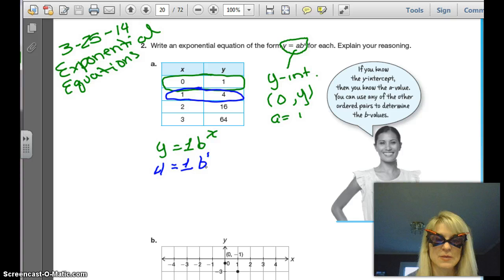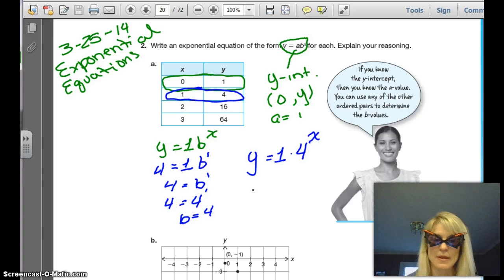Anything times 1 is itself. So I have 4 equals b to the 1 power. So I have to think about what that b would equal. What could I put in this place so that it equals 4? Hopefully you know that if I put 4 to the 1 power, it equals 4. Therefore, b equals 4. And now I have my equation. I know my a is 1, now I know my b is 4, and I can put that to the x power. Or I could just write that y equals 4 to the x power, because anything times 1 is itself.